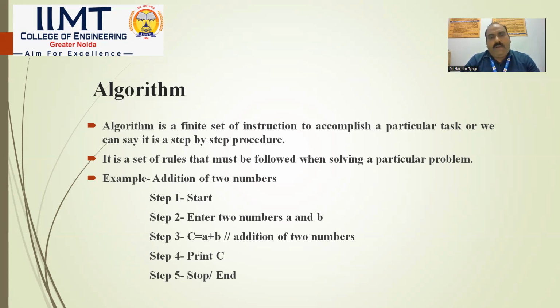A very simple example is given: addition of two numbers. It is the structure of any algorithm. The first step will be start, and the last step will be stop, or you can say end. Addition of two numbers. Step one is start. Step two, enter the two numbers A and B. After that, add these two numbers and put the result in the C variable. C equals A plus B.